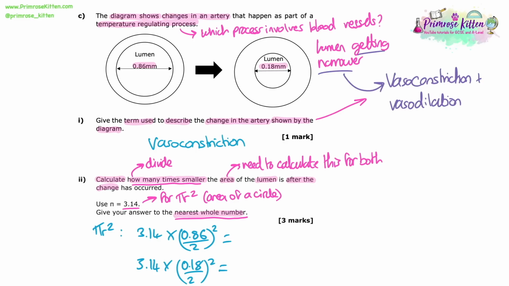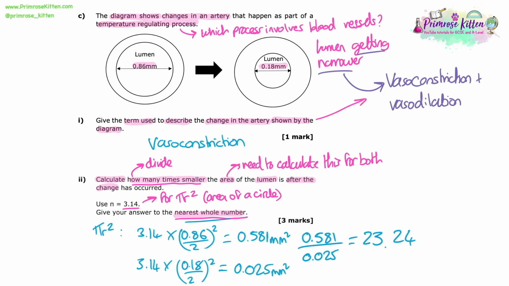You can work out the radius by doing 0.86 divided by 2 first and then putting it into the formula. Same for 0.18, you can make it 0.09 and then put it into the formula, but that's an extra step in case you go wrong. So you can just do this and put it over 2. For the first one, we do 3.14 times 0.86 divided by 2, squared, and that gives us 0.581. For the second one, it gives us the area as 0.025. I've not put units on these, but obviously it would be millimeters squared.